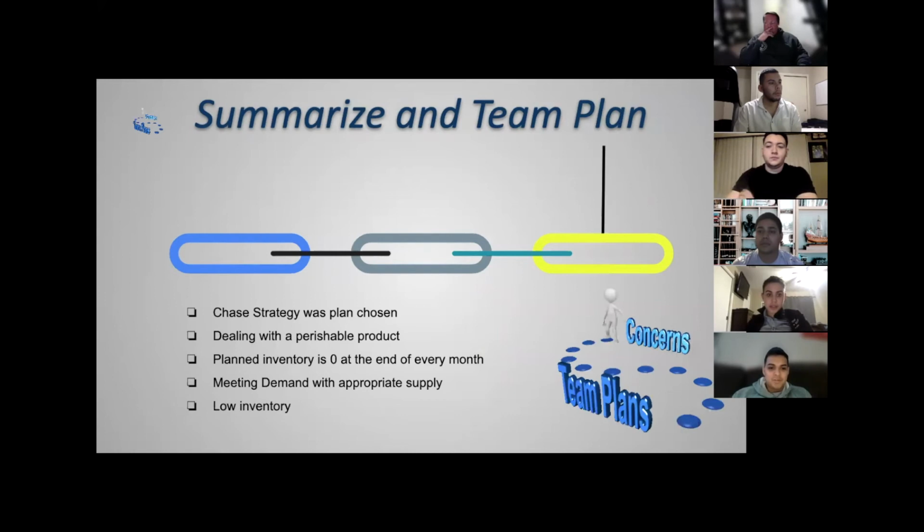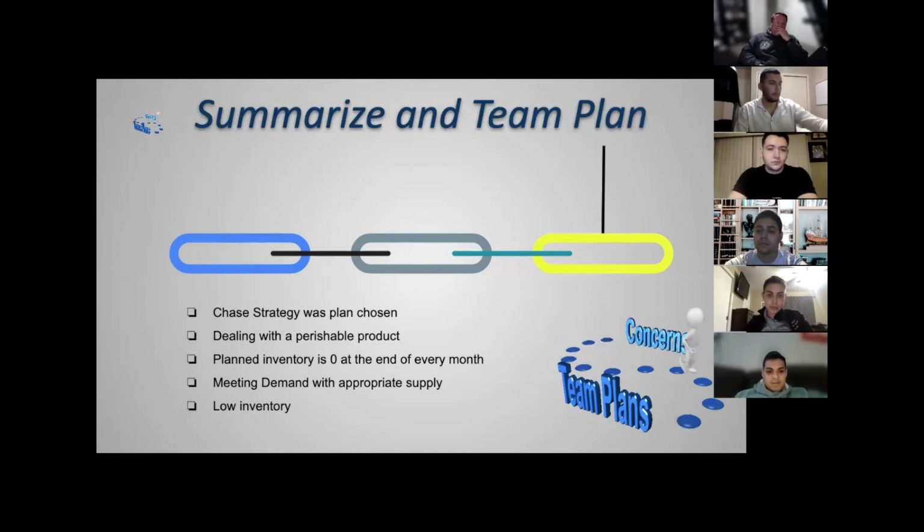So the strategy we chose to implement was the chase strategy. We chose this strategy because we are dealing with a perishable product, like it was mentioned before. And dealing with a perishable product means that it doesn't have a long shelf life. So we decided it was best to keep supply at the end of the month low or close to zero as possible. And we also believe that making food to order was better than having food already made for the customers. We decided to keep supply equal to demand.